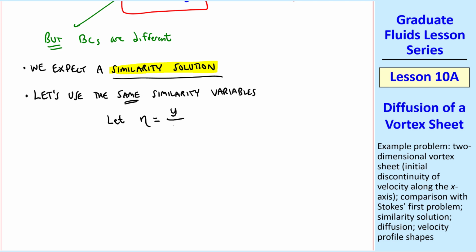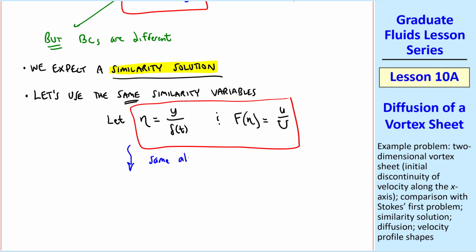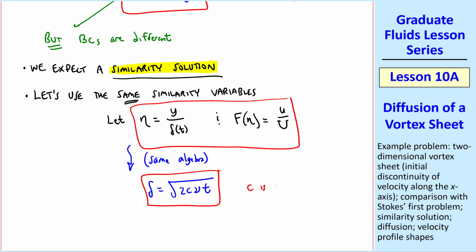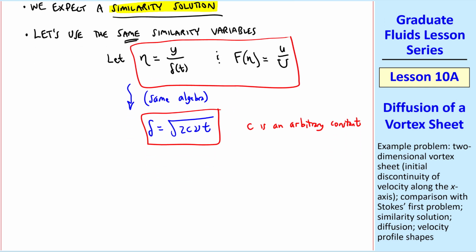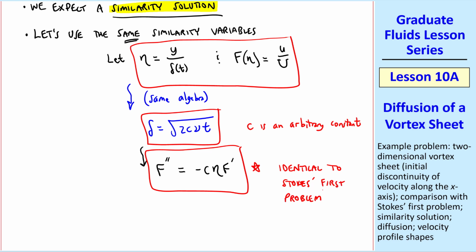We let eta equal y over delta of t, where delta is some measure of the thickness of the diffusion layer, and f of eta is u over capital U. The same algebra again as in the previous problem gives us delta, the same delta as before, where c is an arbitrary constant. And after a bit more algebra, we get an ordinary differential equation, which is identical to that of Stokes' first problem. So similarity has been achieved for the equations.